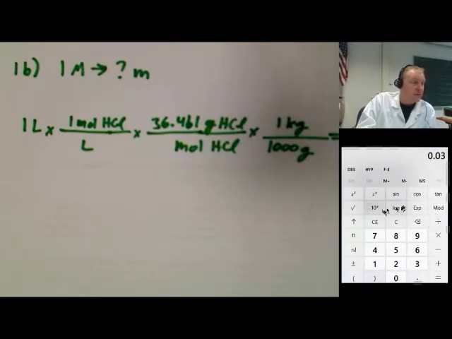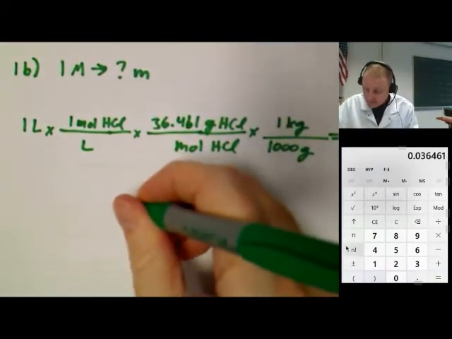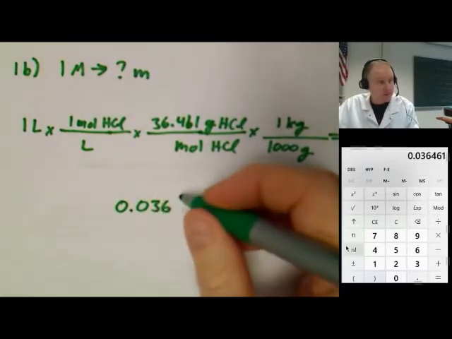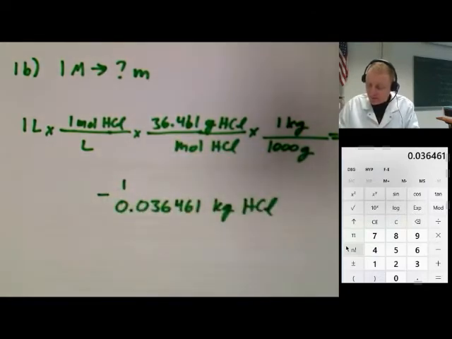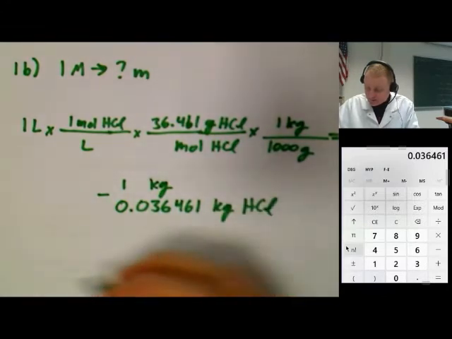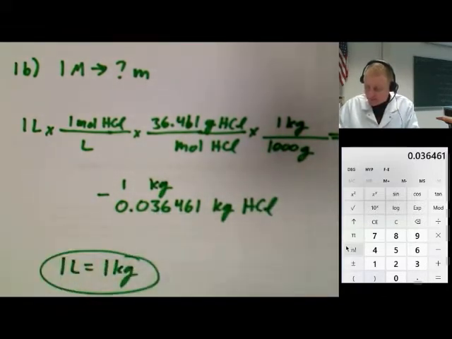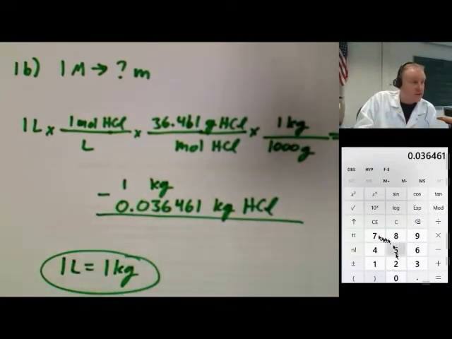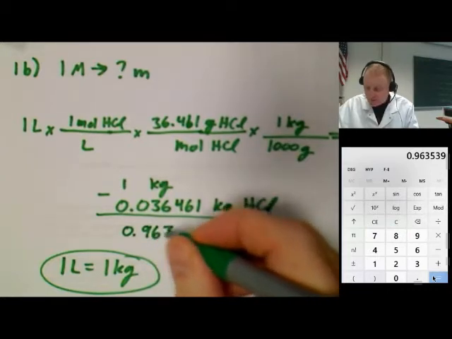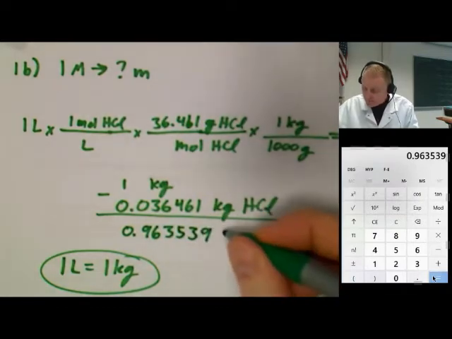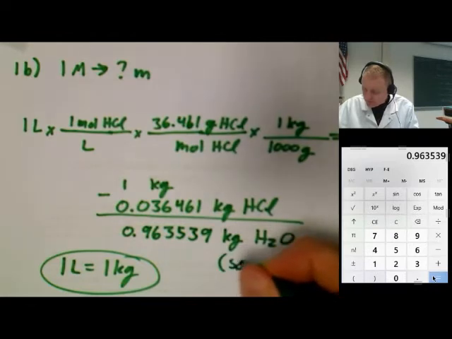0.03. I'm sorry, I was actually writing the answer there. Okay, so 36.461 divided by 1,000. So that is 0.036461 kilograms of HCl. If we subtract that from 1 kilogram, because again 1 liter equals 1 kilogram, that's the density of water, we can say 1 minus 0.036461, and we have 0.963539 kilograms of water, which is my solvent.